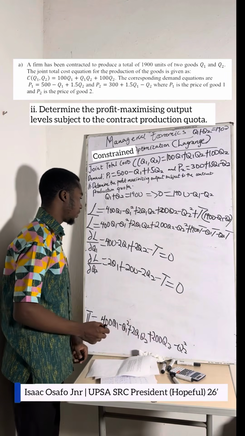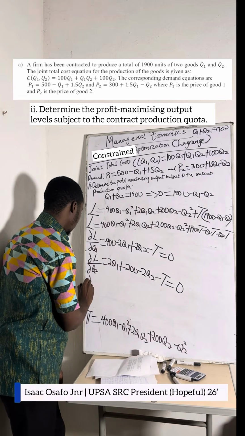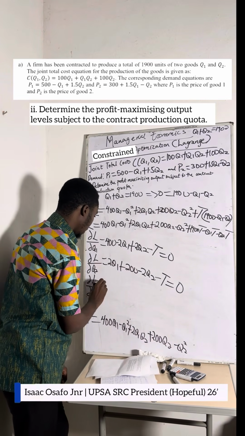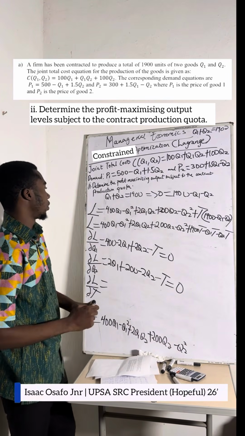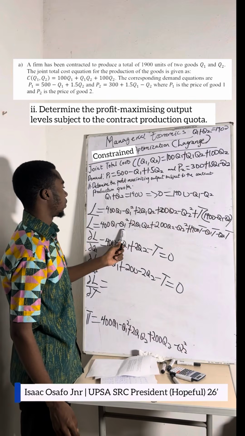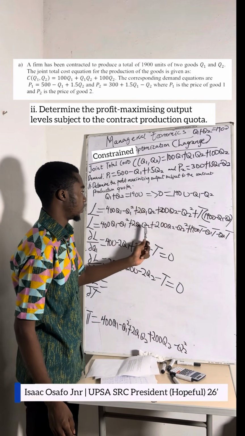Now we are going to differentiate finally with respect to lambda. So we are going to get del L over del lambda, and this should be equal to 400 Q1, there's no lambda, so it's 0. Negative Q1 squared, no lambda, so it's 0. 2 Q1 Q2, no lambda, so it's 0.